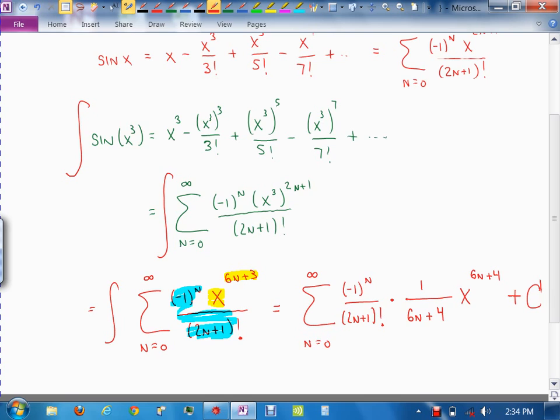Plug in 0, what do you get? What's negative 1 to the 0? 1. What's 2 times 0? 0 plus 1, that's 1 factorial. So this is all just a 1, right? Over here, plug in 0 for n. 1/4 x to the 4th. Okay, that's the first one.